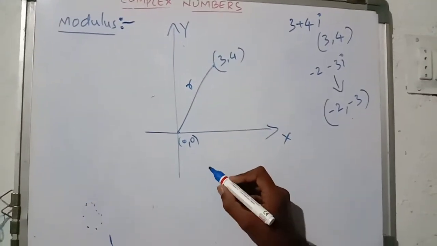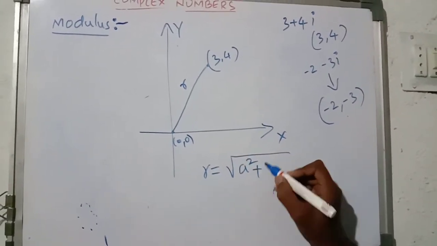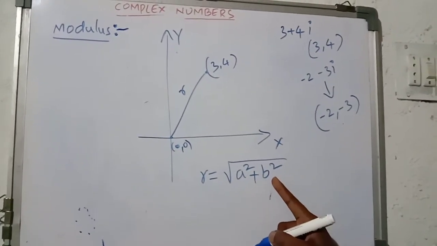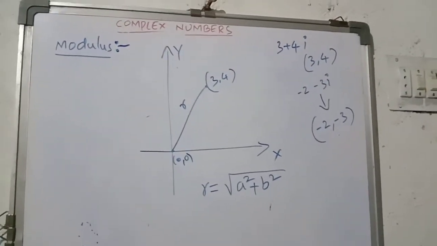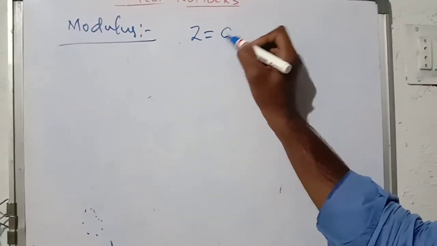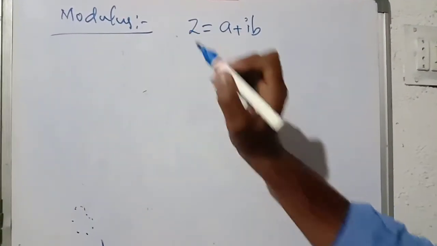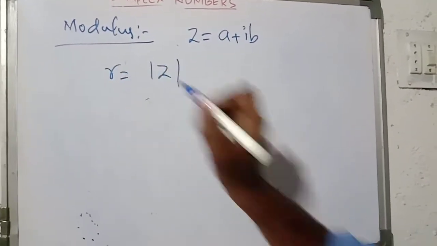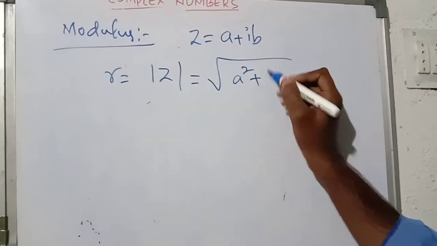So the formula for finding the modulus is r equals under root of a square plus b square. r equals under root of a square plus b square is the formula to find the modulus of a complex number. Let us take z equals a plus ib as the given complex number. The modulus is mod z, which means modulus of z, or we denote this as small r. r equals mod z equals under root of a square plus b square.